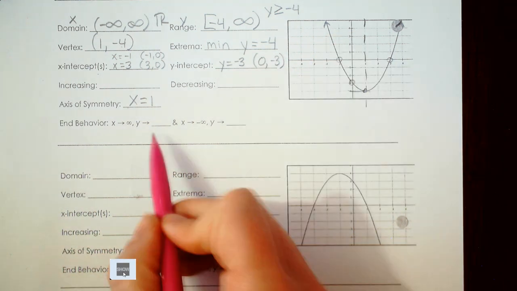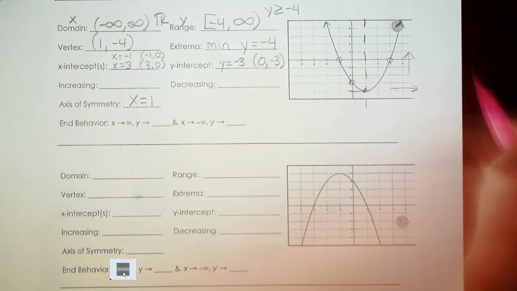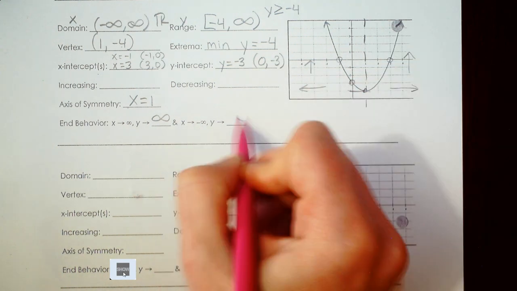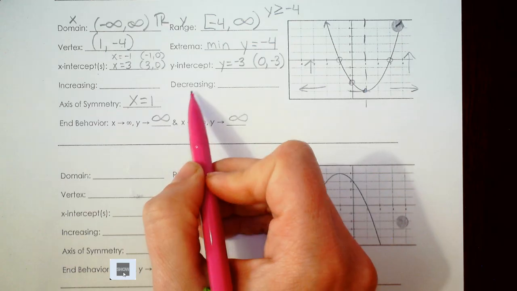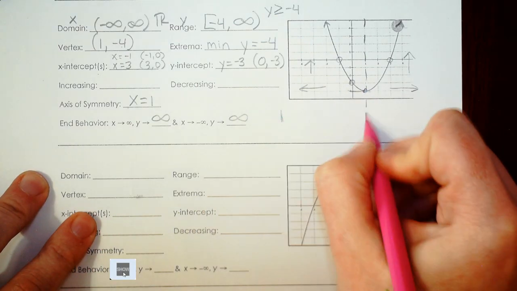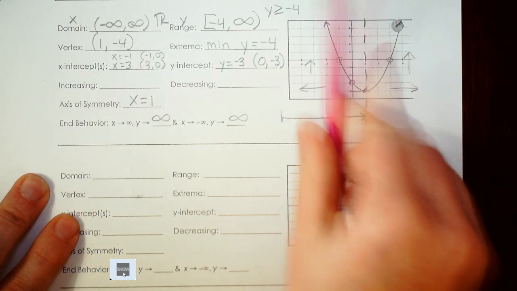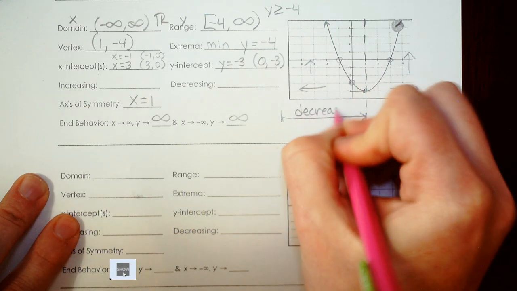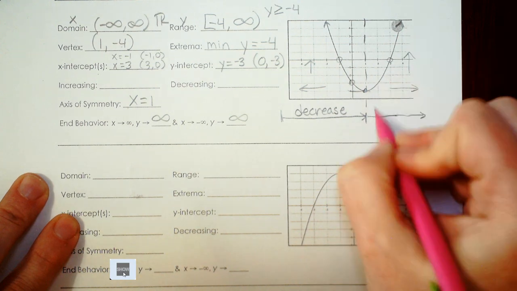We can skip ahead to end behavior. So as our graph goes to the right, it's going up to positive infinity. As we go to the left, our graph is also going up to positive infinity. And we save the harder ones for last. So increase, decrease. All right, so starting on this side, up till my vertex, because that's where it's going to change. So from here to here, what's my graph doing? All right, well, from here to here, it's going down. So this is where it's decreasing. And then from here to here, it's going up. So it's increasing.